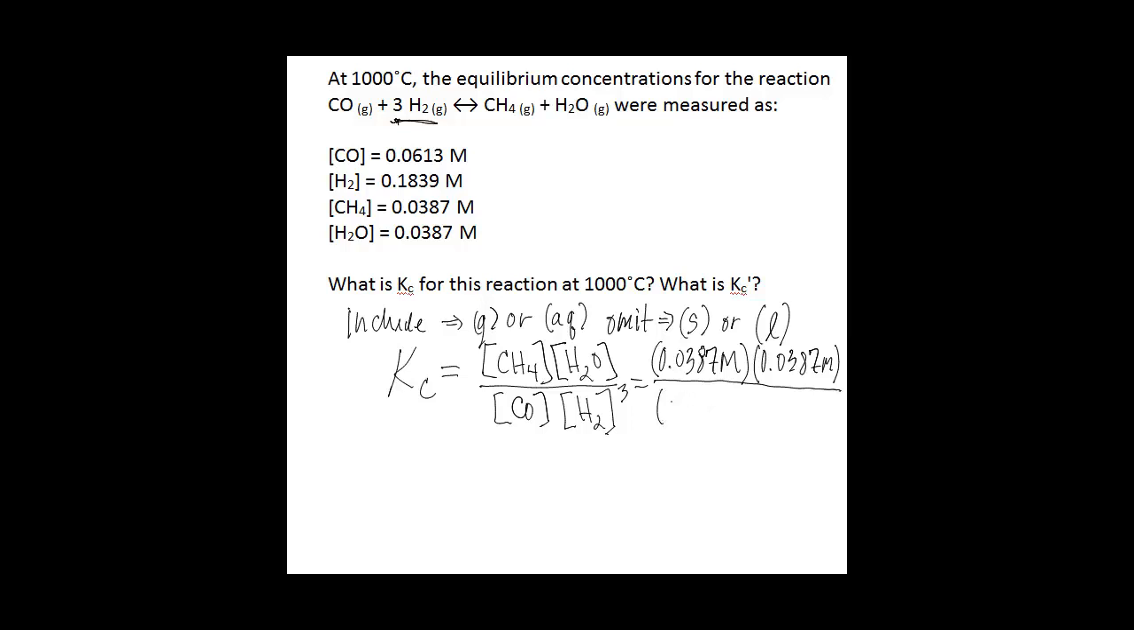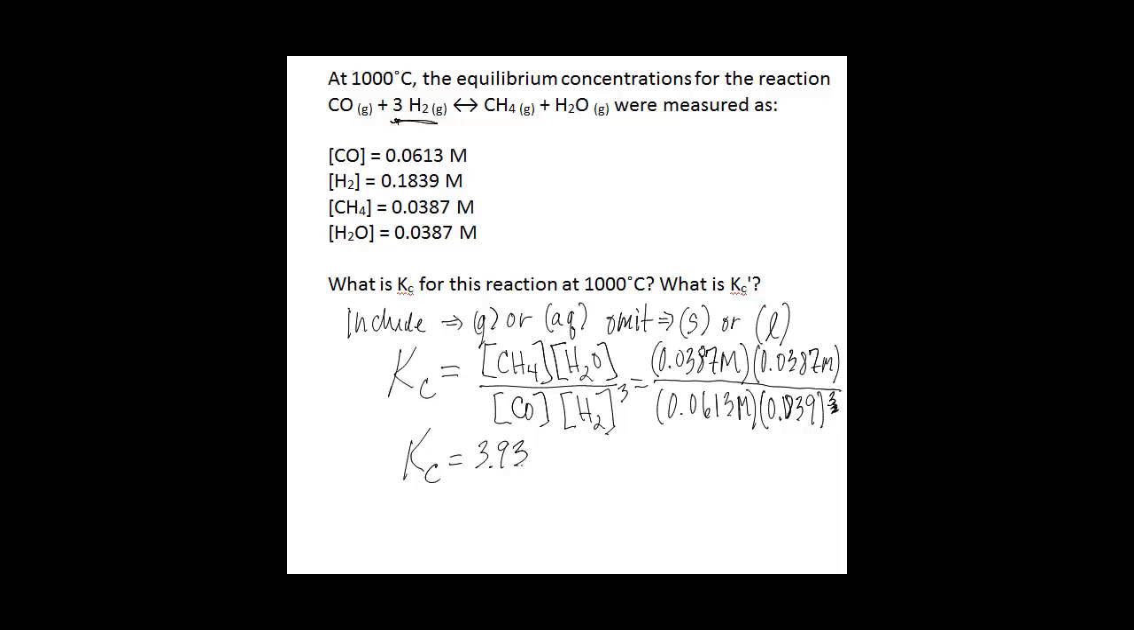So the concentration of carbon monoxide is 0.0613 molar multiplied by the concentration of hydrogen gas, which is 0.1839, and that will be raised to the third power. So if you do the math there, your Kc value will turn out to be 3.93, and that's 3 significant figures according to the initial concentrations that we were given.